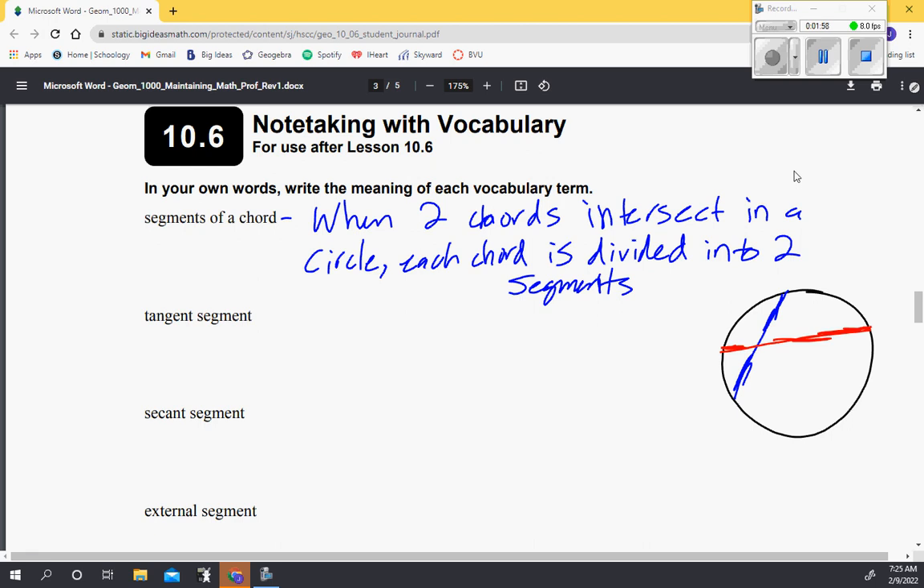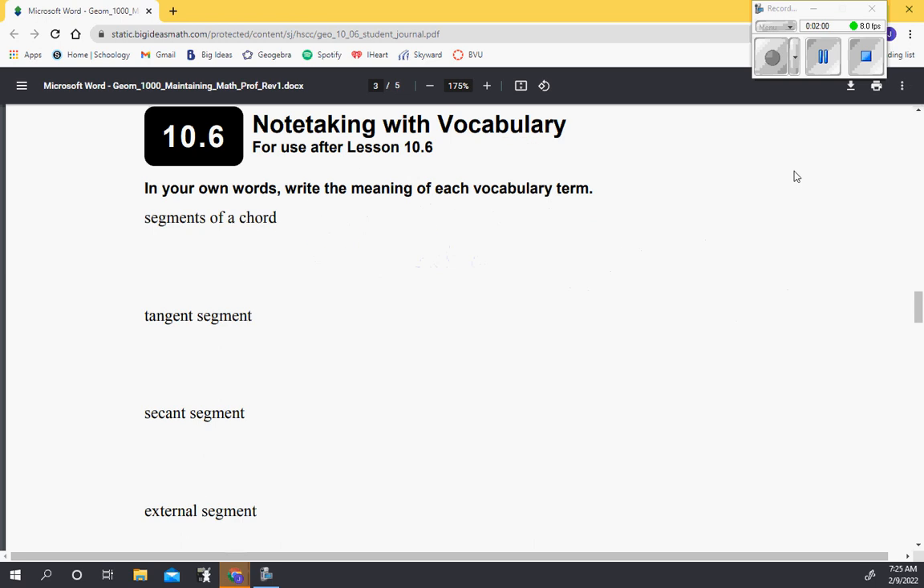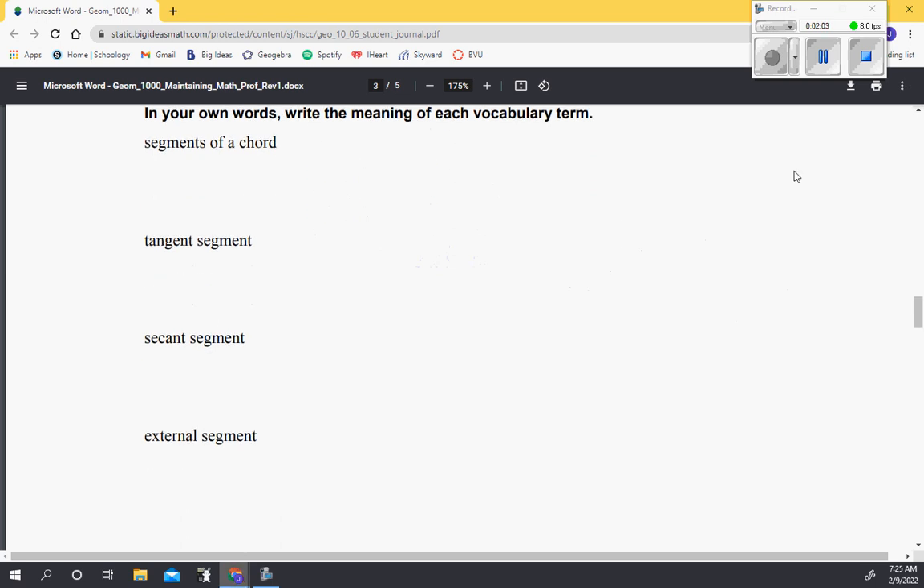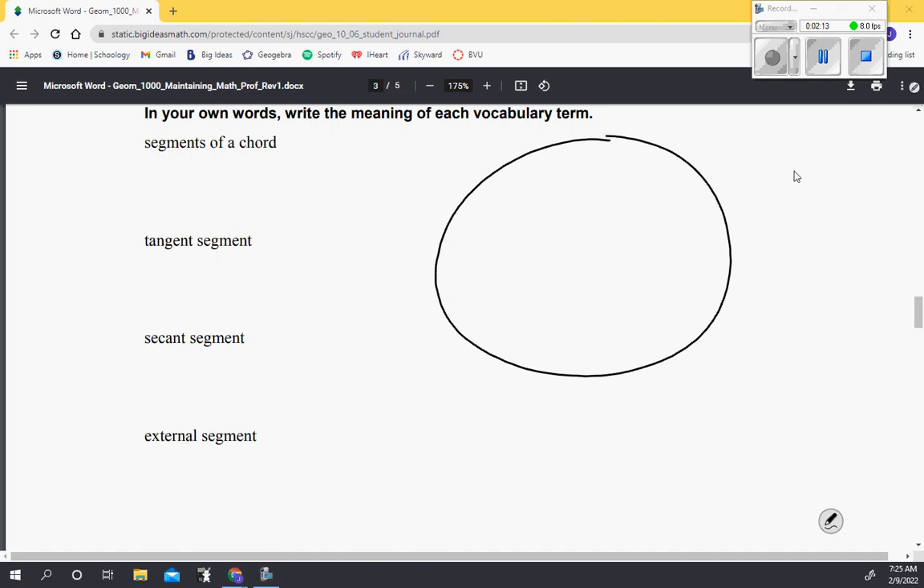The tangent segment. If I have a circle, let's do one big drawing here. And I have an angle outside my circle, and it's going to go there. This angle is going to stop here. The tangent segment is right here.